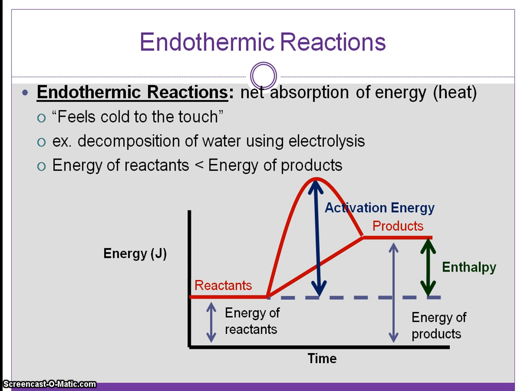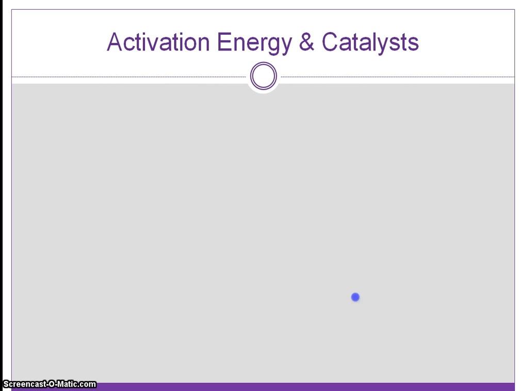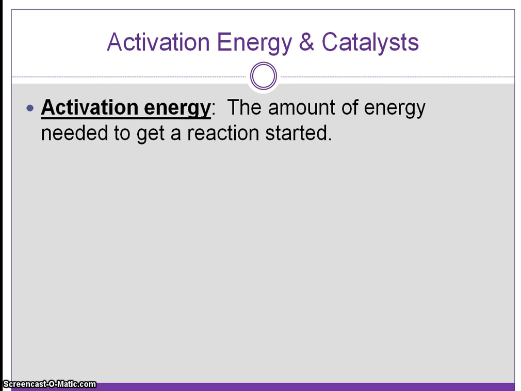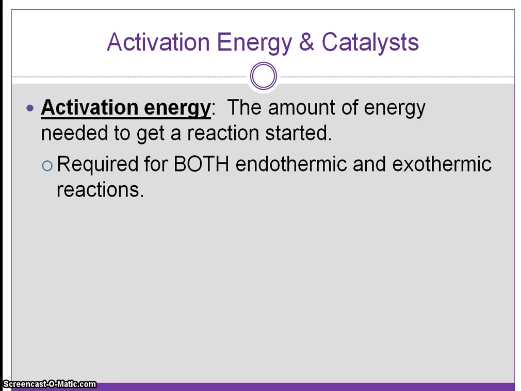So let's write a few of these vocabulary words down. We have activation energy. This is the amount of energy needed to get a reaction started. And remember, for this, you're going to start at the reactants and go to the top of the hill. This is required for both endothermic and exothermic reactions. No matter what kind of reaction it is, you always have to have some energy to get it started.